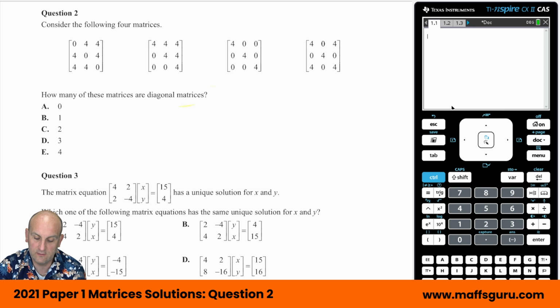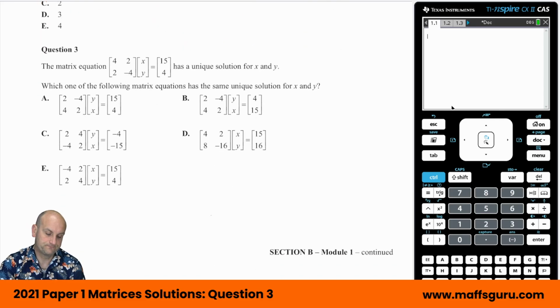So a leading diagonal is basically this, and this, and this, and this. So remember, it says there that all of the elements off the leading diagonal are 0. So basically, it would appear that only this one is. So how many of these matrices are diagonal? I'm going to go for B, 1 mark.